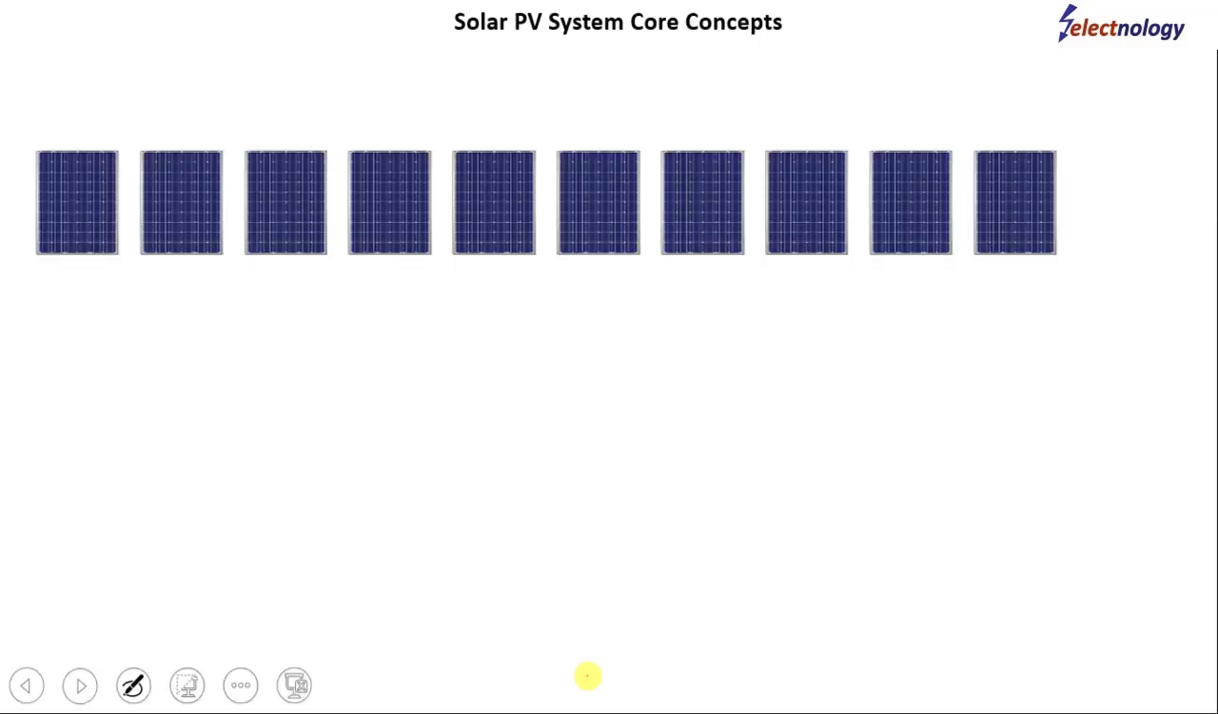Now the question is, if we have more than one PV module and they are connected in series, then what happens? Each PV module has two terminals, positive and negative.